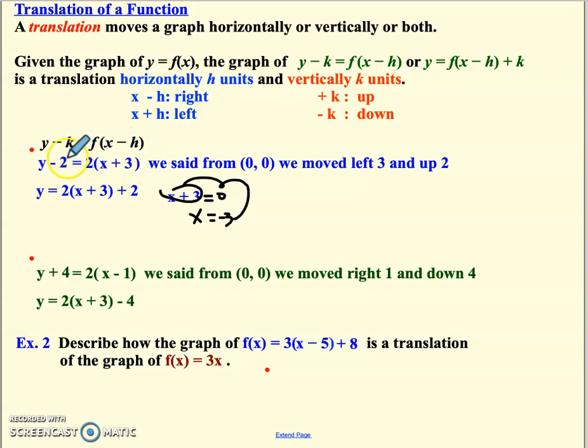Now, on the other hand, because we're going to move the k number over, there is no opposite thing going on. Plus 2 is actually up. So that's up for sure. So in here, we're going to have to pay attention to this idea. Here, the number does what it says it does.